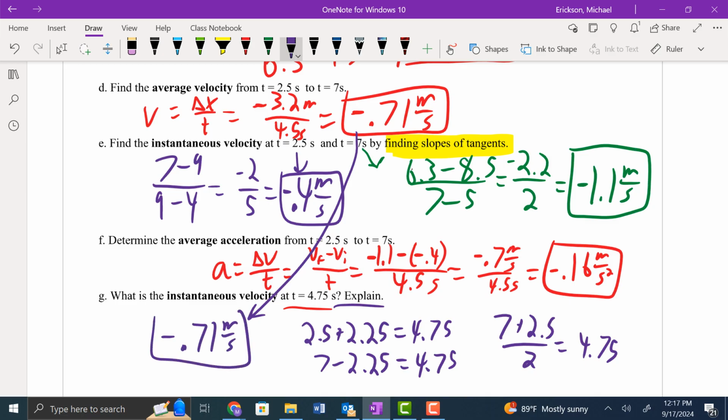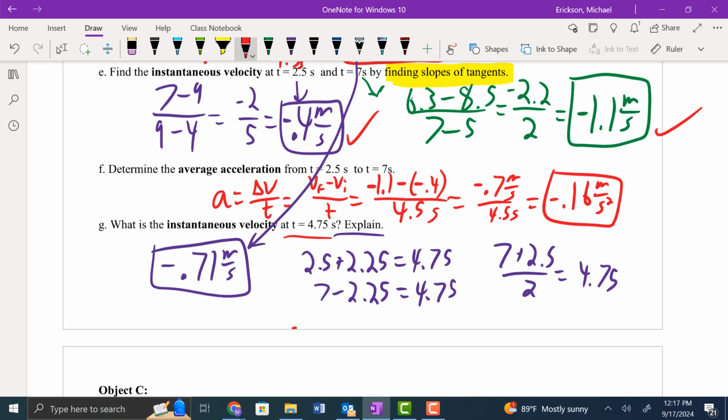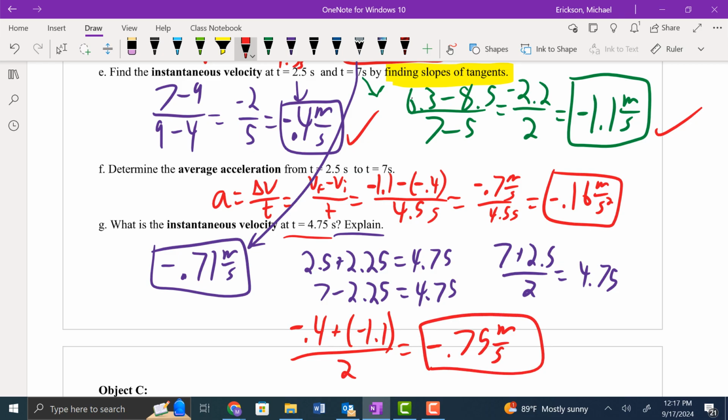Now there's another way I can do it. I have the two velocities here and here of that time range. So in theory, if I add up negative 0.4 plus negative 1.1 and then divide by 2, this should give me a number that's fairly close to negative 0.71. And I get negative 0.75 meters per second. Now, you might say that's a different number. I agree. This is a different number than what I got over here.